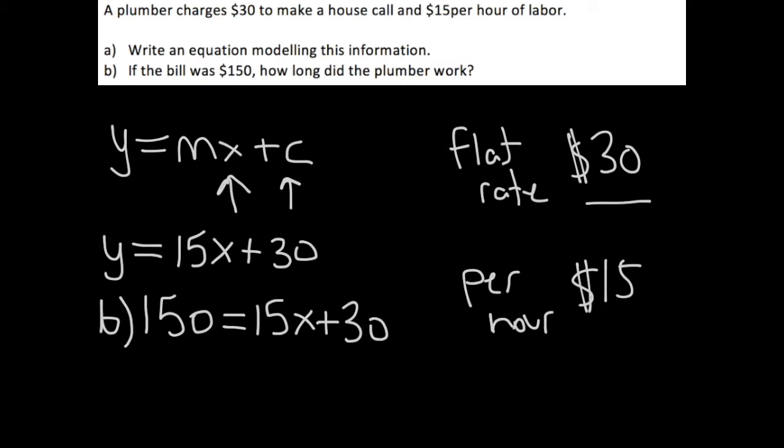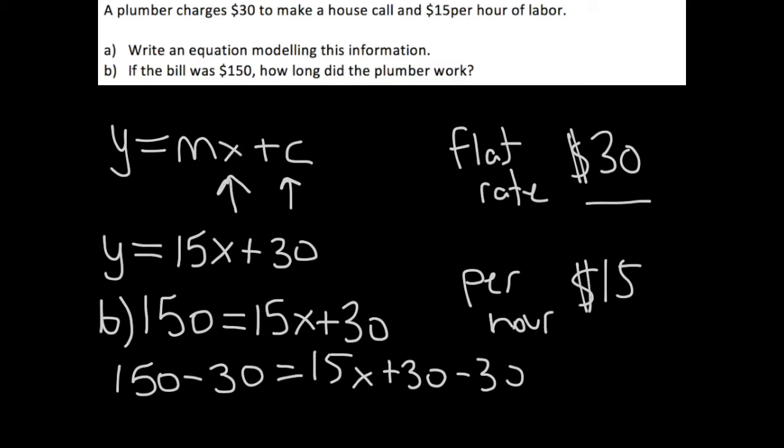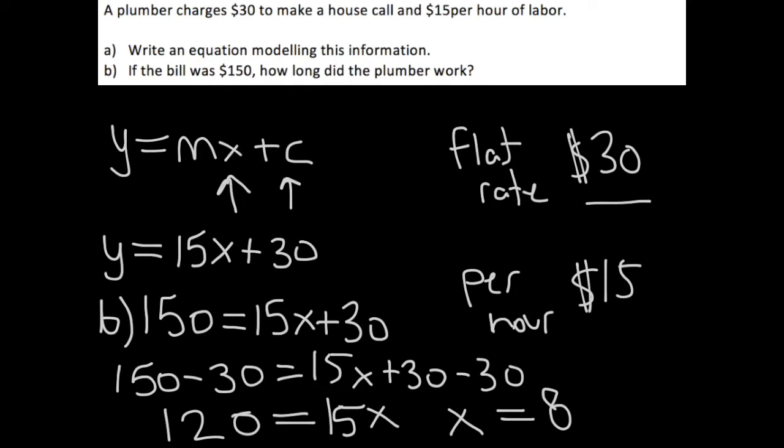And that makes sense because the question asks how long did the plumber work, and x equals the number of hours. So the first thing we want to do is subtract 30. 150 minus 30 equals 15x plus 30 minus 30. And so that's going to give us 120 equals 15x. And just dividing those, x is going to be 8. So 8 hours is going to be our final answer.